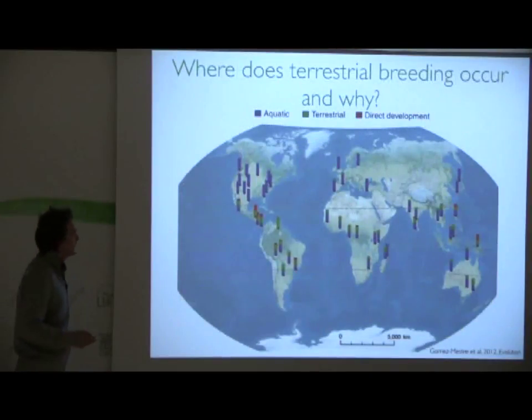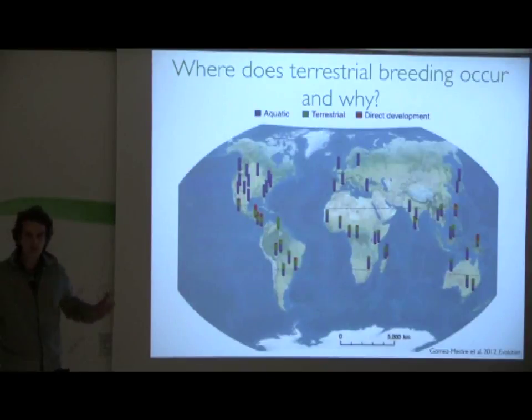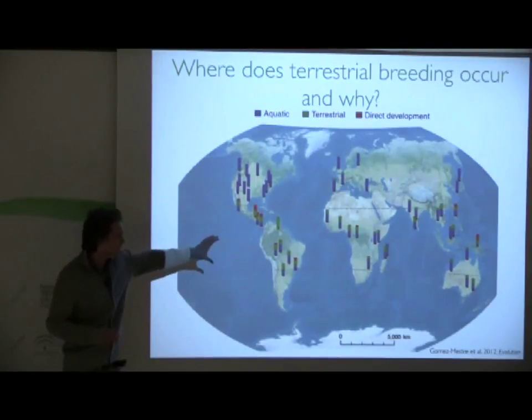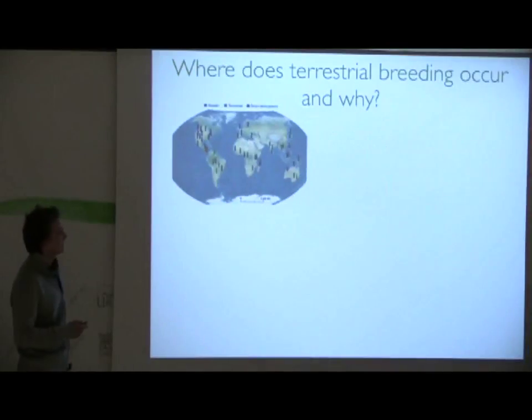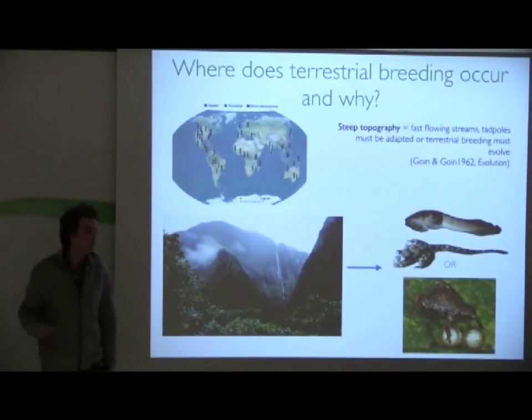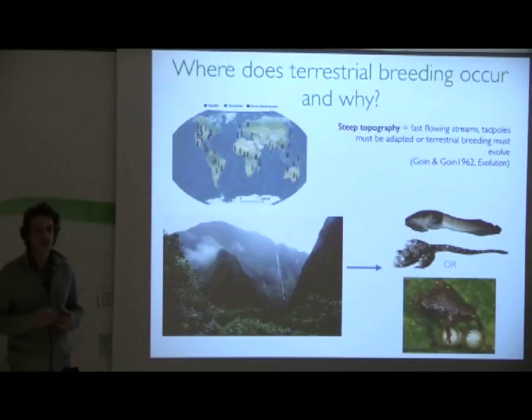So when we look at where these terrestrial modes occur, we see that they're not evenly spread around the globe, and they seem to be concentrated in the tropics. And when we zoom into the tropics, again, they don't seem to be distributed homogeneously, and there seems to be some structuring. And in the 60s, 2 hypotheses were proposed to explain why you seem to find terrestrial breeding species in some places and not others.